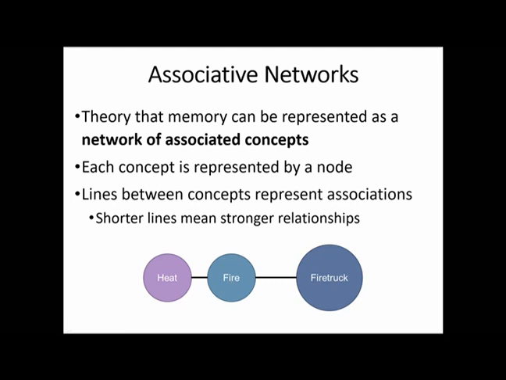People who do research with these associative networks will run all sorts of tests and look at how people think about words. They'll show you a word and ask you to say the first thing that comes to mind. So if I talk about fire, what's the first thing that comes to mind? And they'll study lots of people and see what words they think are related to it.